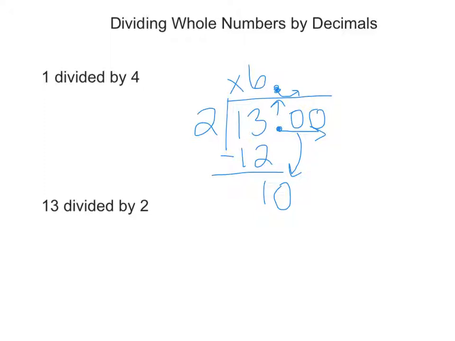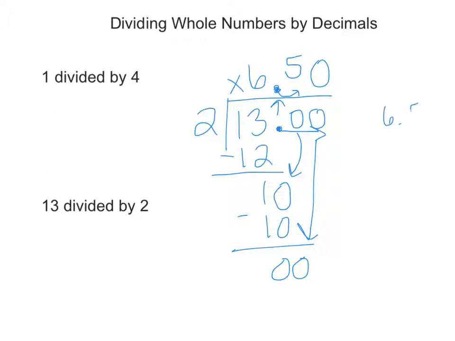2 can go into 10 5 times, and 5 times 2 is 10. When I subtract, I get 0, and if I were to bring down the next number, 2 can go into 0 0 times. So now that I'm left without a remainder, I can stop. I always check division with multiplication. And you can use 6 and 50 hundredths, or you could check with 6 and 5 tenths. It should give you the same answer either way.